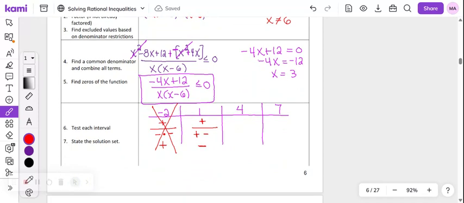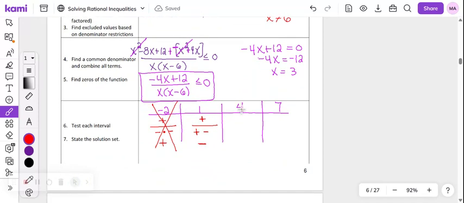Okay, let's keep going. We're now going to test our 4. -4 by 4 is -16 plus 12 is a negative divided by a positive times a negative. And again, I'm just dropping the numbers in here. We don't really need to know the number as much as the sign. We get a negative divided by a negative, which is a positive. A positive is not less than or equal to 0. So that is not part of our solution.